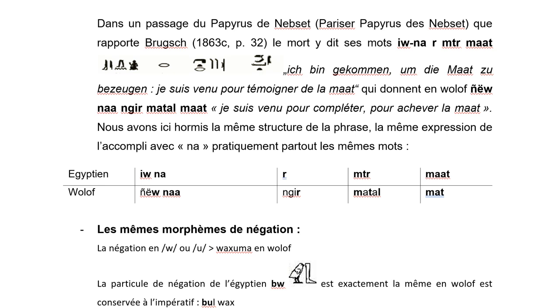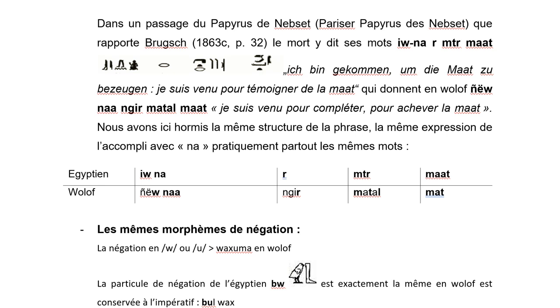Matar in Egyptian, matal, and we know that R and L in Egyptian are in some cases variants. You can, in some cases, say matar or matal, etc. Matal, to complete, has nearly the same word, the same meaning, the same order in the phrase, mat, and in Wolof mat. I have come to complete the mat. This is really more than astonishing.